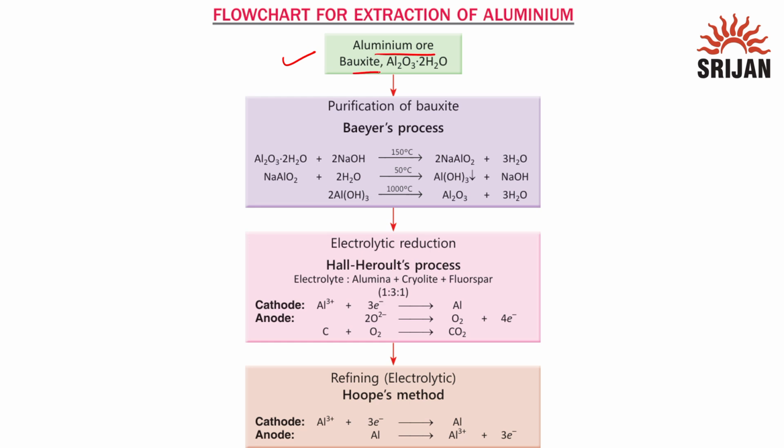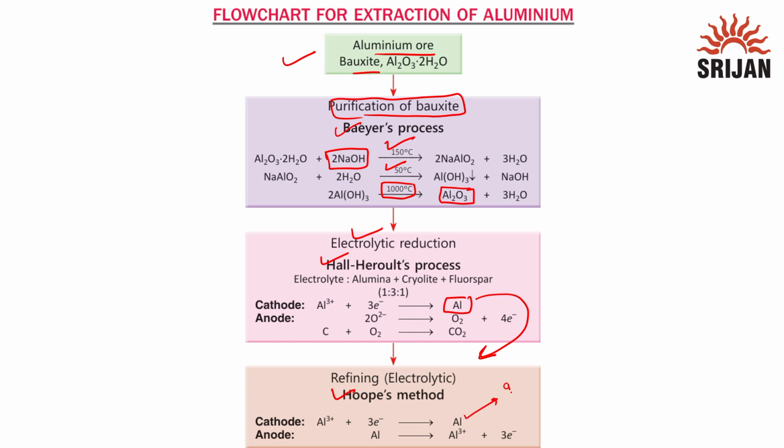First, the aluminium ore, that is the bauxite ore, is purified by Bayer's process by using NaOH, that is caustic soda, and heating the reaction at different temperatures, first at 150 degrees Celsius, then 50 degrees Celsius, and then at 1000 degrees Celsius. Then the electrolytic reduction of the alumina that is obtained from this purification of bauxite is known as the Hall-Heroult process, in which we get the extracted aluminium that is 99% pure. Then this 99% aluminium is again refined by Hoope's method, by which we get the purest aluminium, that is 99.99% pure. So I hope this topic is now clear to you.